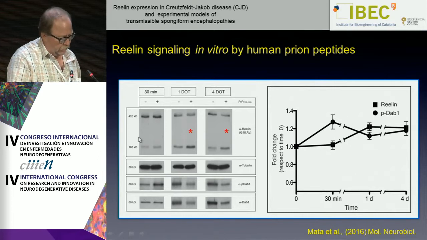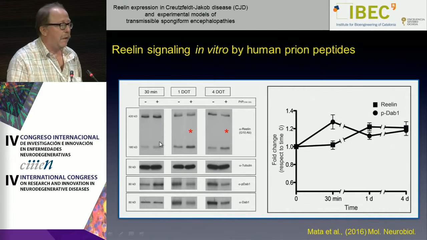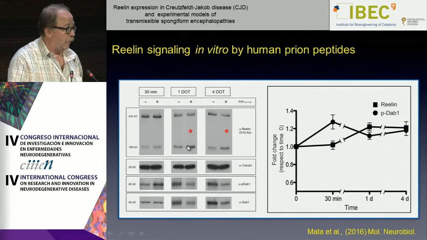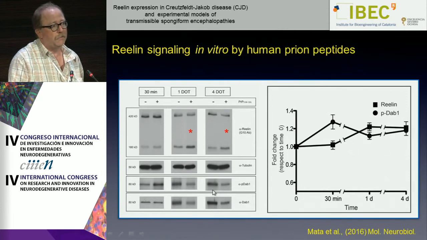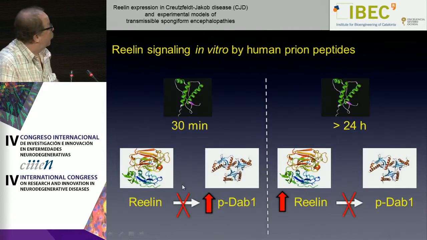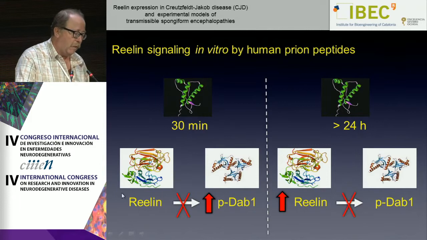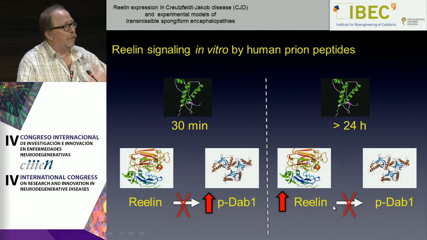The first one, after incubation, we observe a relevant increase of DAB1 phosphorylation, but we were unable to see an increase of reelin. And in the second phase, the opposite way. We observed an increase of reelin at 1 day or 4 days after the incubation, but we were unable to see any DAB1 phosphorylation. So something happens here. In summary, at 30 minutes there is an increase of DAB1 phosphorylation that seems not related with reelin levels, and after 1 day there is an increase of reelin that does not correlate with DAB1 phosphorylation.